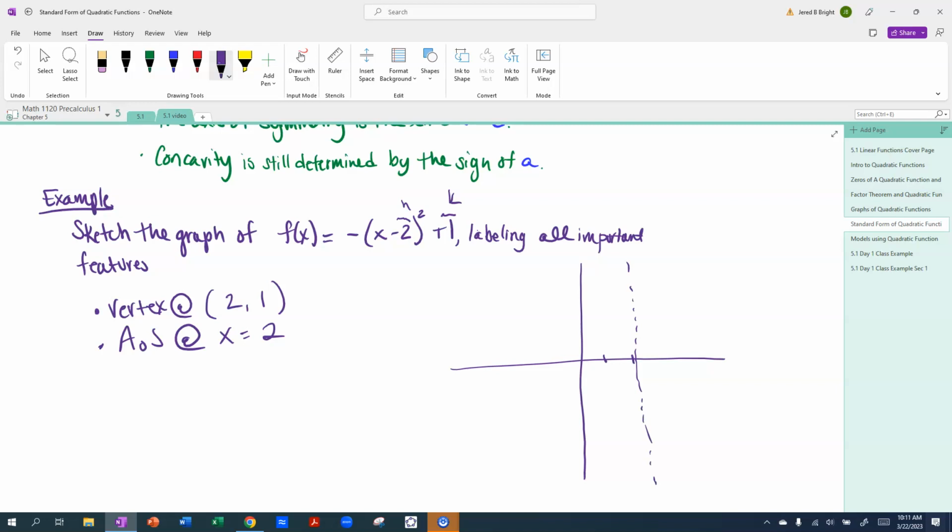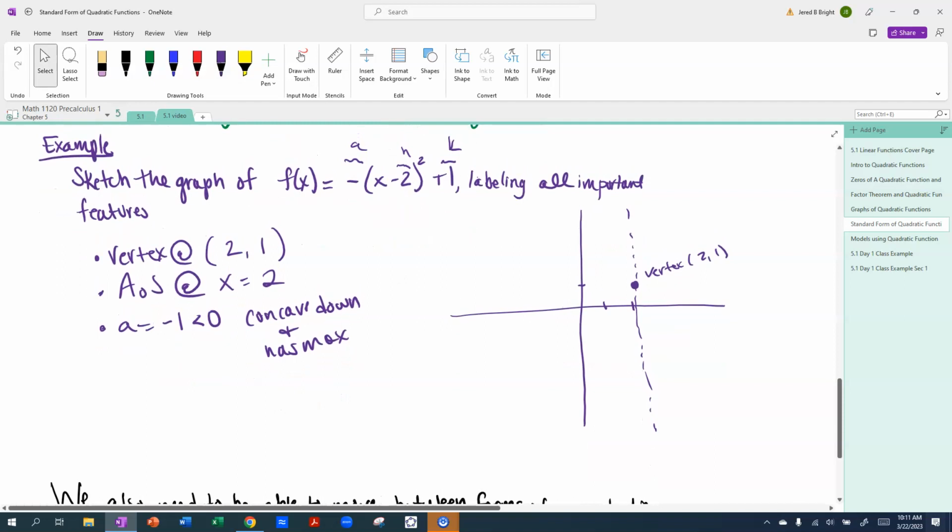On my vertex, 1 right there. And I'll label that on here just because this isn't to scale exactly. Okay, let's see. So that's really all, but actually, I can get one more thing. I can say that A, this value out here, is the value of A. A is equal to -1, which is less than 0. So it's concave down, and it has a max. It has a maximum. Okay, so that's really all I can tell easily from this.